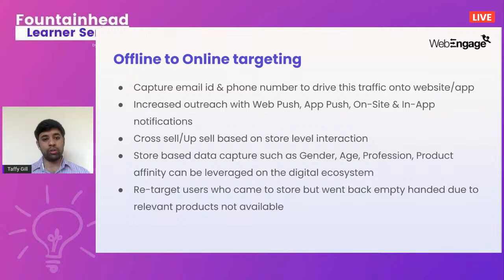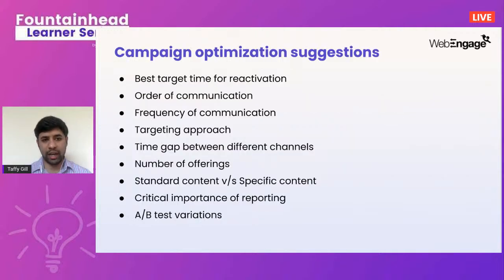Additionally, you can also create demographic based targeting by capturing, let's say, the gender of the user, the age, the profession, so as to be able to send them relevant communications. You can also run campaigns wherein, if a user came to the store and didn't find the relevant product, you can perhaps send them an email or SMS or use other channels to let them know that these particular products are back in stock, and they can either come back to the store and purchase it, or go back and make an order from the website or from the app.